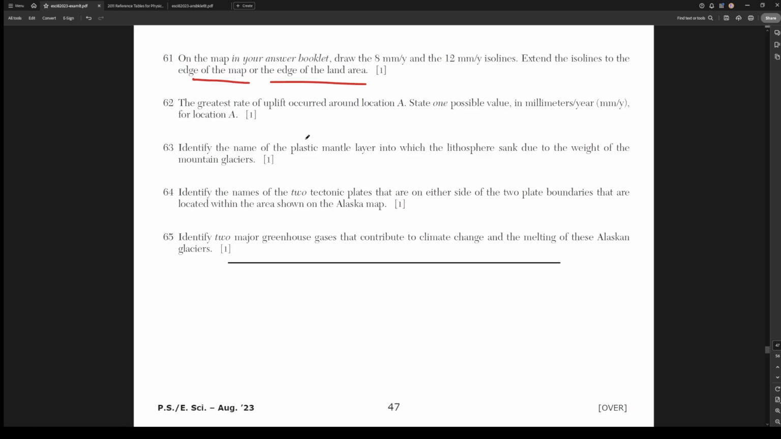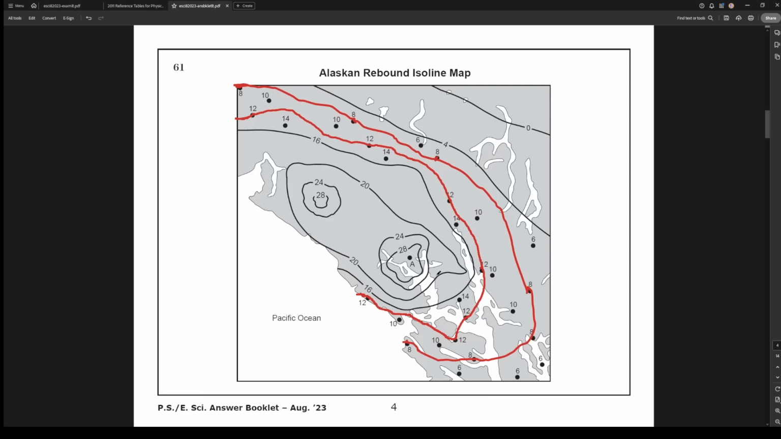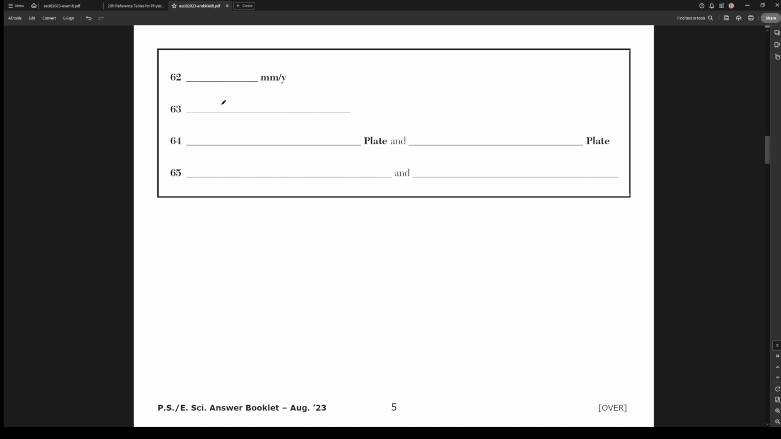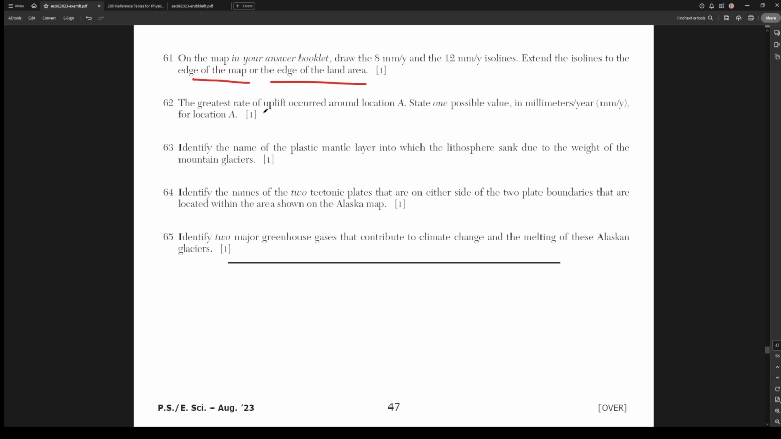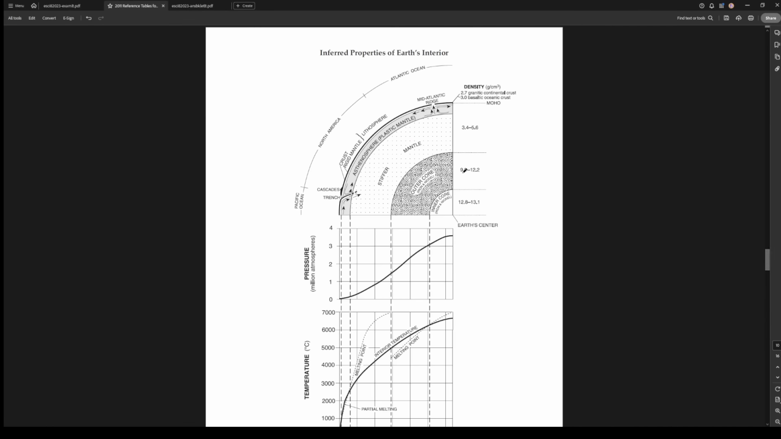Alright, great. The greatest rate of uplift occurred around location A. State one possible value in millimeters per year for location A. Where's A? Here. Okay, so here's 24, 28. So 32 would be the next line. So this could be 29, 30, or 31 because they're going up by 4s. I'll put 30 because it's nicer. You could put any of them, though. Identify the name of the plastic mantle layer in which the lithosphere sank. That was easy. Go down here. Look, plastic mantle. Asthenosphere.